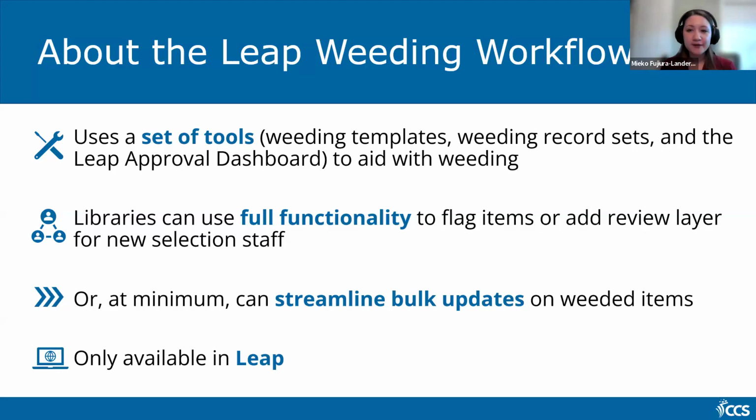Libraries can make use of the full range of functionality in this workflow to add more control over what is weeded. For example, you may opt to use this workflow when training new selection staff. Or you may just want to use this workflow to streamline those item record bulk updates. These tools can help you streamline changing that circ status to withdrawn and deleting those item records. The final thing to note here is that these new tools are only available in Leap. They were not added to the staff client.